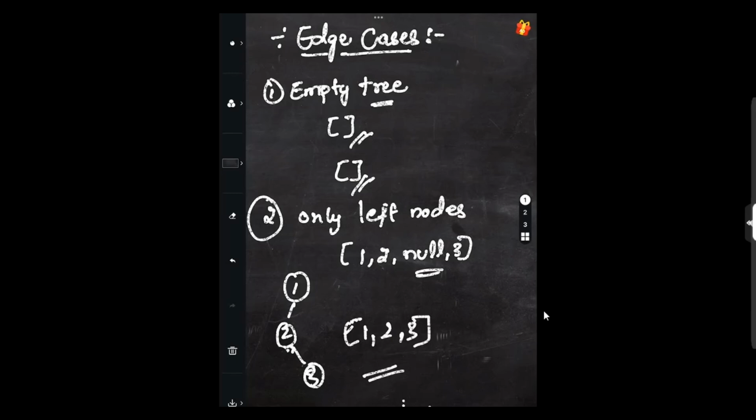Why is the output 1, 2, 3 here? Only left children exist here, so the last node at each level is part of the right side view itself. So the output will be 1, 2, 3 in this case.